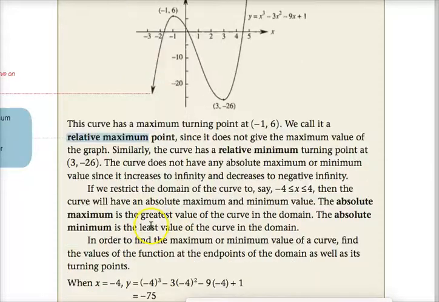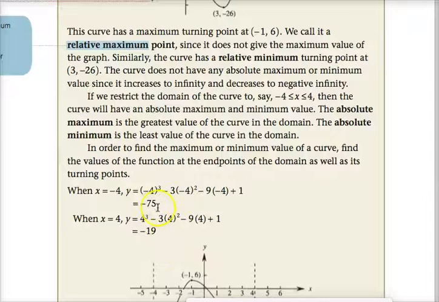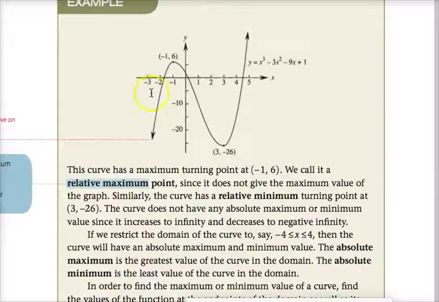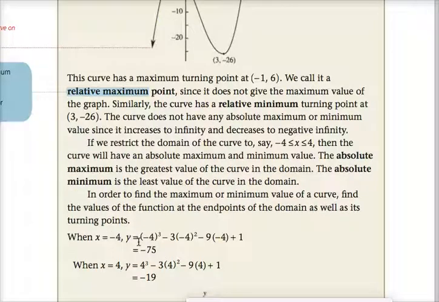Substitute x is -4. If we look down here, we get a value of -75. So that is the minimum value of the curve. At this minimum, when x is 3, y is -26. So that's just a relative minimum, whereas the absolute minimum for the domain from -4 to 4 is -75, as we got with this substitution.